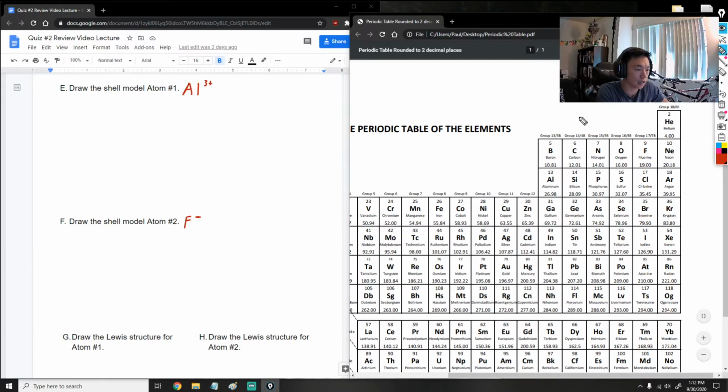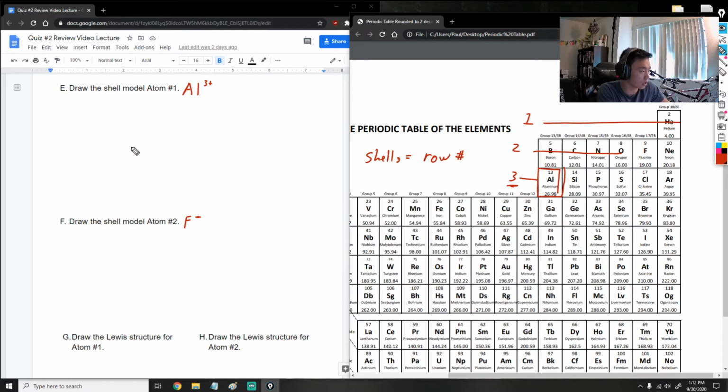Okay, so if you look at the number of shells that Al is going to have, so we're looking at Al right now. How many shells does it have? The number of shells is equal to the row number. If you notice, there's row number 1, row number 2, and then there's row number 3. So Al is on the 3rd row, which means it's going to have 3 shells. Okay, so regular Al is going to have 3 shells.